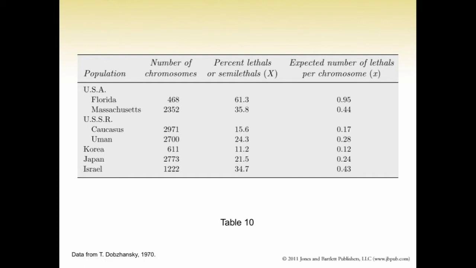So we can look at lots of different kinds of data in this way, such as lethal or semi-lethal chromosomes in fruit flies. And we can compare what we observe to what we expect in different populations. And this is something that we'll come back to in the next module in Hardy-Weinberg equilibrium.